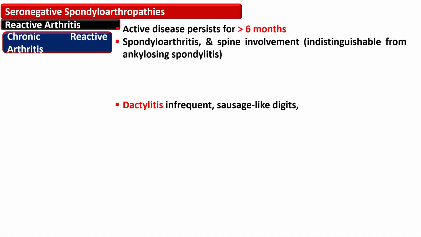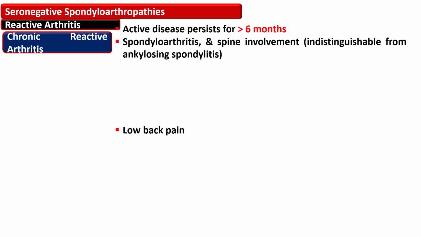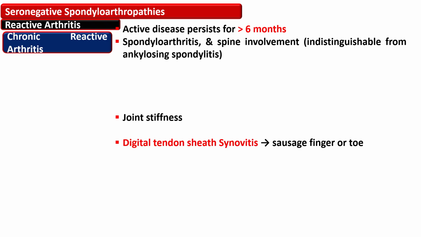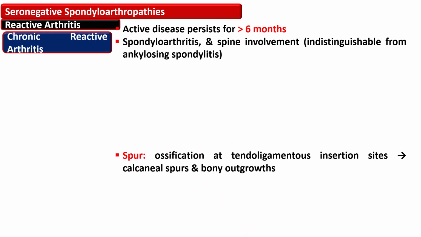Dactylitis, that means sausage-like digits, is infrequent, but it is also seen. Low back pain is also seen. Joint stiffness, digital tendon sheath involvement and synovitis will result in sausage fingers or toes. Spur formation is also seen in the calcaneum or some tendinoligamentous insertion sites.